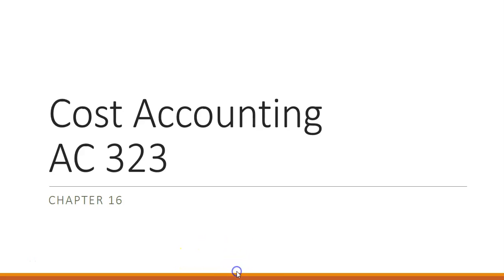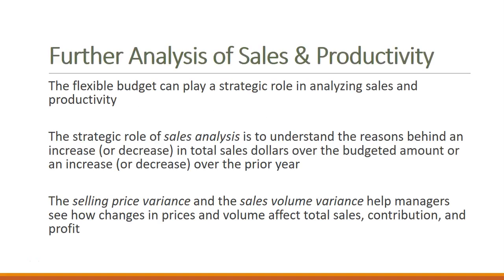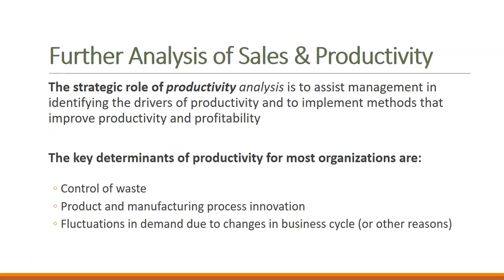Cost Accounting, Chapter 16. In Chapter 16, we finish up our bigger chapters about variance analysis. So we've been looking at analysis of direct materials, direct labor, and overhead. In Chapter 16, we switch our focus to look at the sales analysis and why did we have an increase or a decrease in total sales dollars. So we're going to be looking at that sales volume variance and breaking it down into multiple variances.